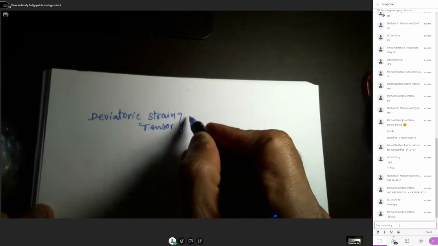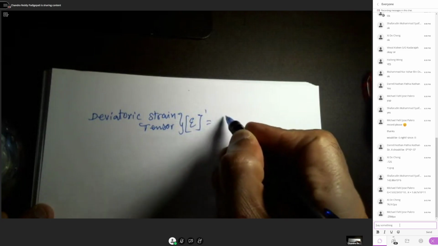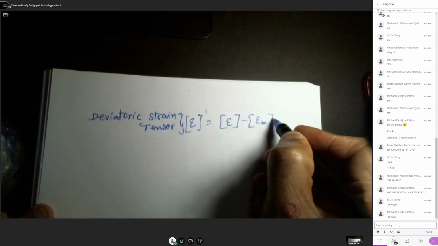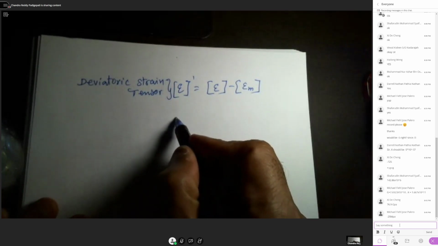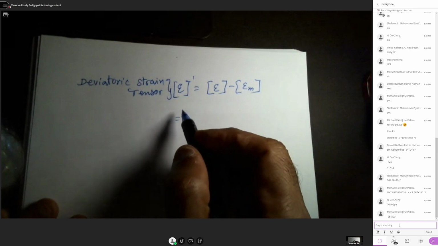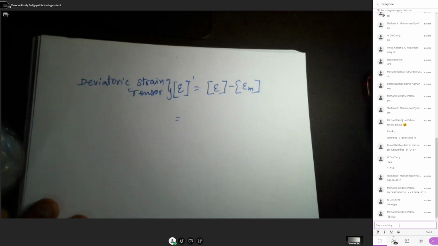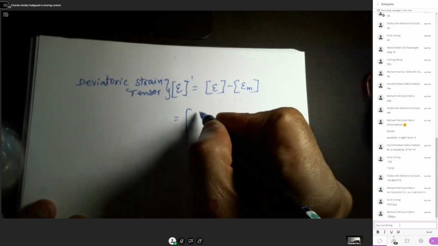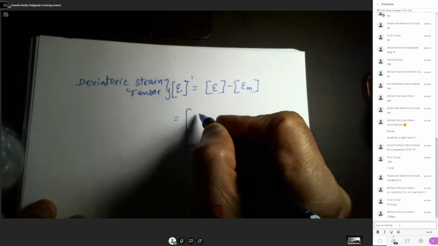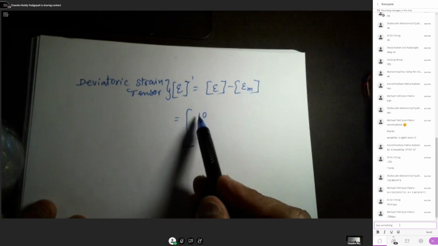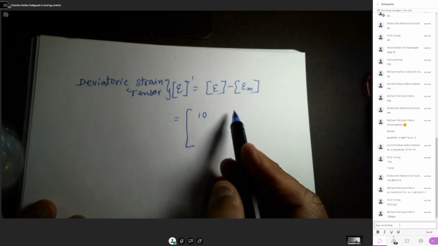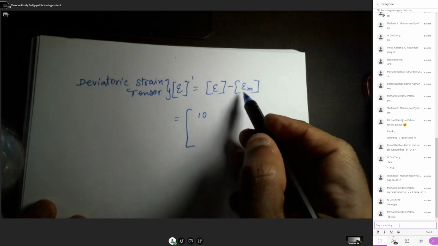So we can write epsilon dash. So this will be the given strain tensor minus the mean strain tensor. So the mean strain tensor is -5. So the first one is 5 minus of -5. So the first element will be 10. Okay. So 5 minus -5, so 5 plus 5, 10. So the second element will be 25.